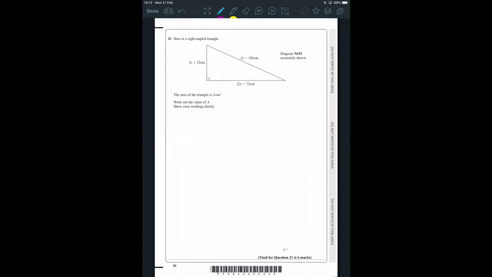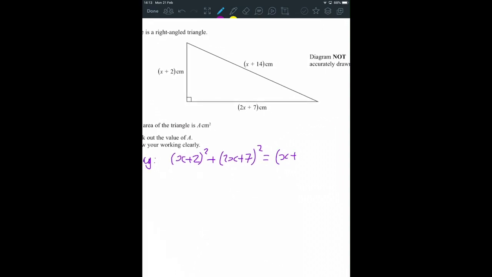Question 21. A right-angled triangle with a load of algebra. The area is A. Well, that's going to be challenging to do if I don't know what the side lengths are. So I'm actually going to find x first. Now, the only other thing we know about right-angled triangles, which is always true, is Pythagoras. So I'm going to use Pythagoras here and hope that the algebra doesn't get too nasty. The sum of the squares on the shorter sides is equal to the square of the longest side.